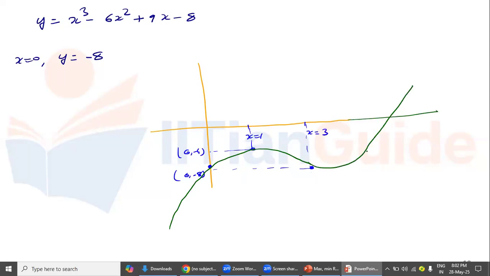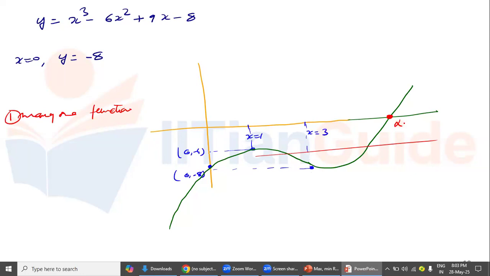From the graph, I can say if I draw a horizontal line, it would intersect at many points. So I'm getting a result that it is a many-one function. That is the first result. Another result that I'm getting is a single root. Y is 0 once only.